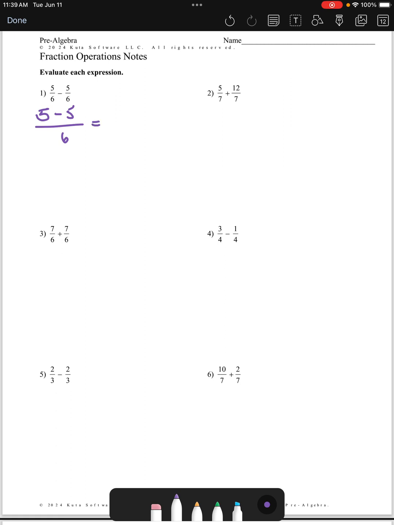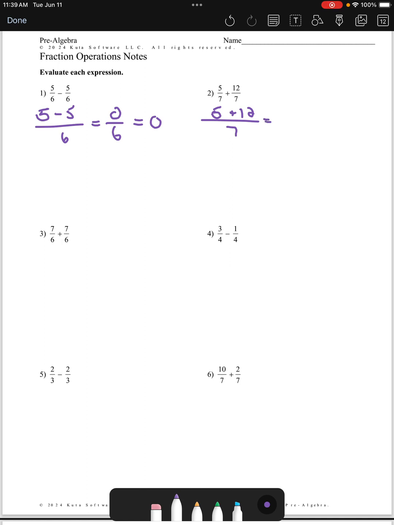What that means is 5/6 minus 5/6 is really 5 minus 5 all over 6. We can combine into a single expression with the common denominator. Now in the numerator, 5 minus 5 is 0. And is 0 over 6 something that can be simplified? Technically, yes, because 0 divided by anything is 0.